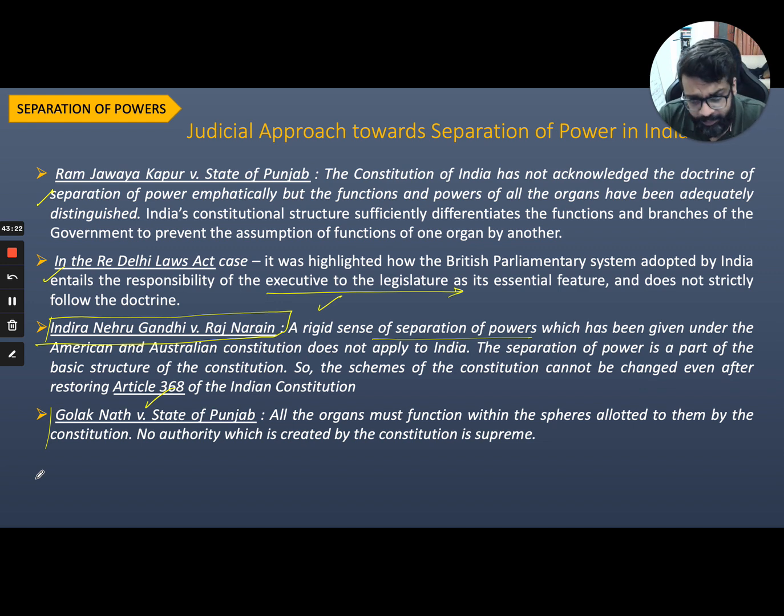So we extract our understanding of separation of powers from these 4 basic judgments. As long as you can quote at least 1 or 2 of these, you're fine.